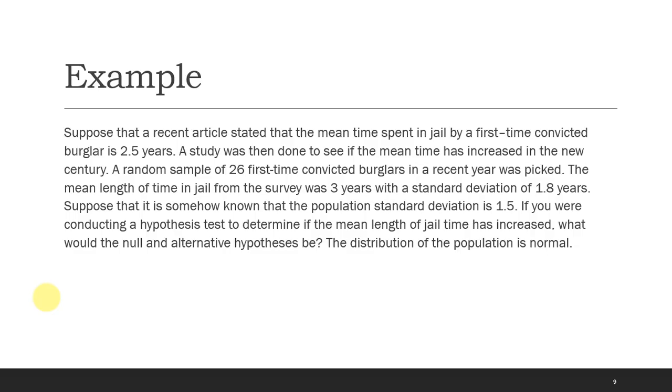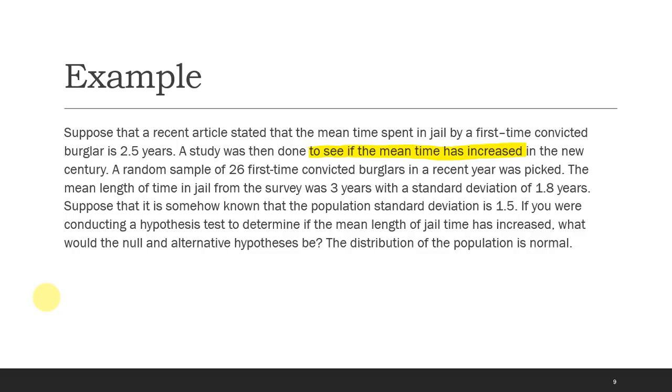Okay, so this is now getting us into a little bit more of a real world situation. So we have here this status quo. An article is telling us what the status quo is. So the mean time spent for a first-time convicted burglar is 2.5 years. This is telling me something about the status quo and what the null is going to be. The next sentence then is we're interested to see if the time has increased. So that now is helping me determine what my alternative needs to be.